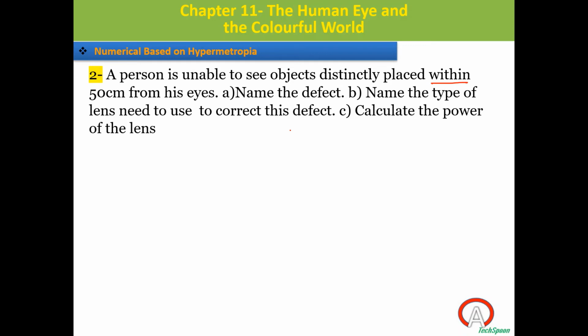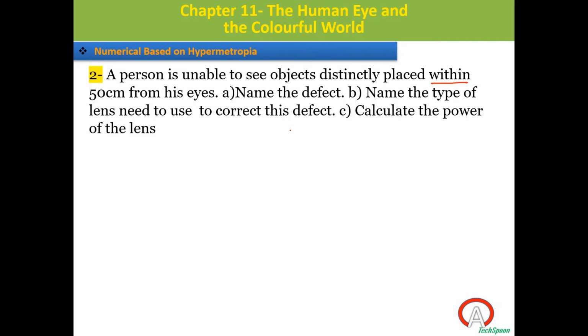Within 50 centimeter, not beyond 50 centimeter. Beyond 50 centimeter he can see, within 50 centimeter he cannot see. That is short sight. That is myopia. Here what is it? He is unable to see objects distinctly placed within 50 centimeter. That means from 50 centimeter to 0, up to my eye, he cannot see anything.